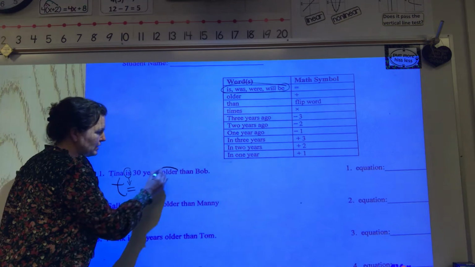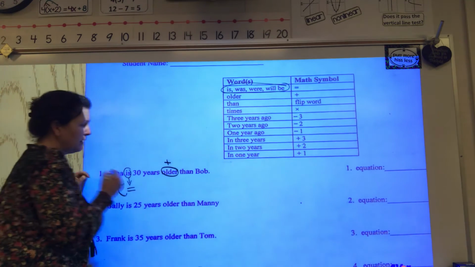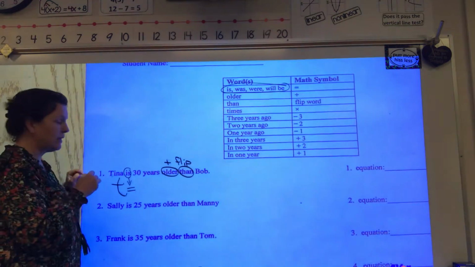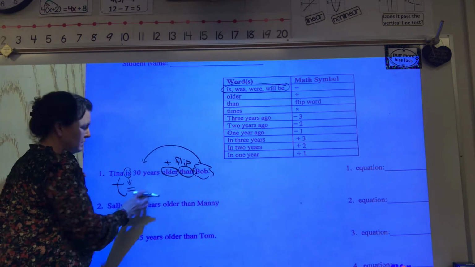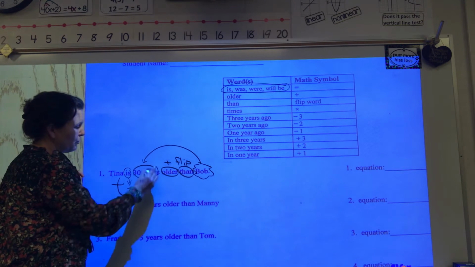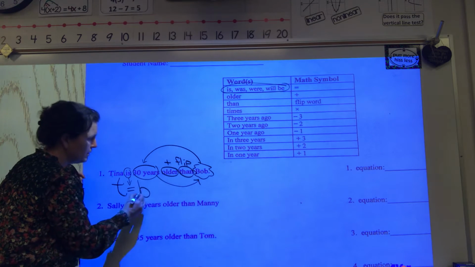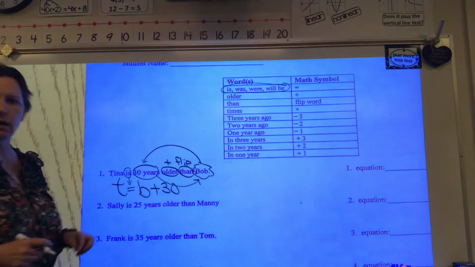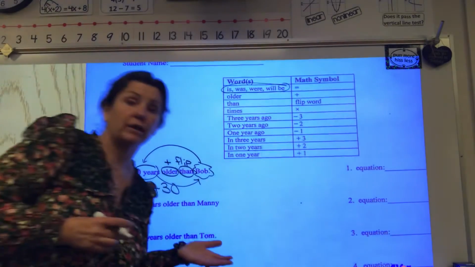Okay. Well, I see that older is our plus. We have that in our little cheater box over there. And than is a flip word. We're flipping the order in which we tackle these 2 terms. So Bob will be in the front of this problem and 30 will be in the back. So let's tackle that. I'm going to use B for Bob. Older, 30. Cool, okay, all right, that wasn't so bad. So we have T equals B plus 30. That is one of our 2 equations that we'd have to learn how to set up, okay?